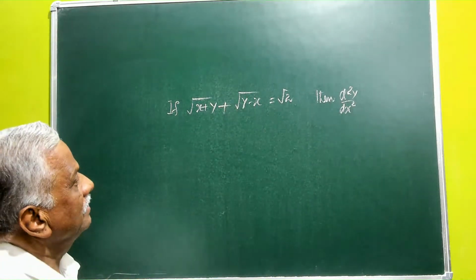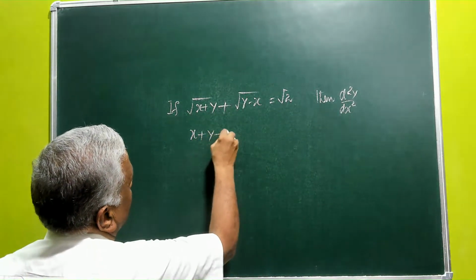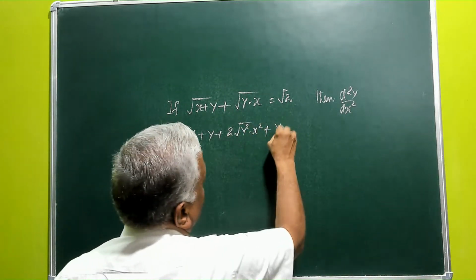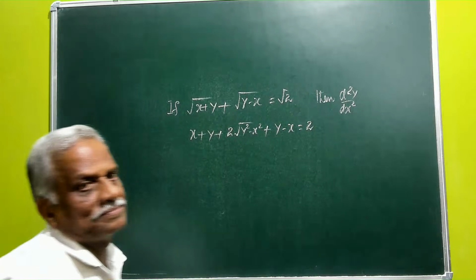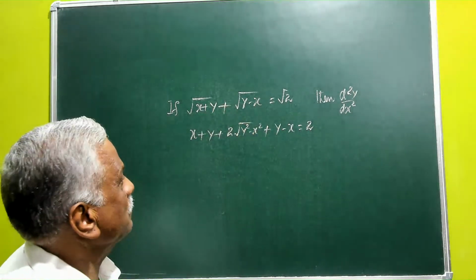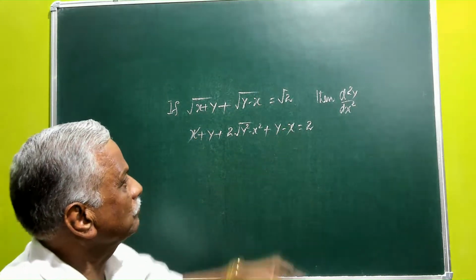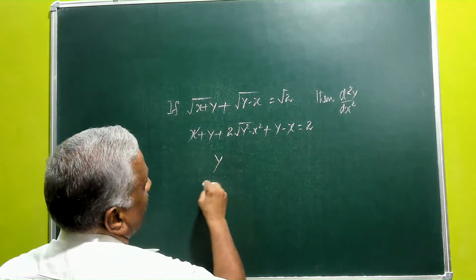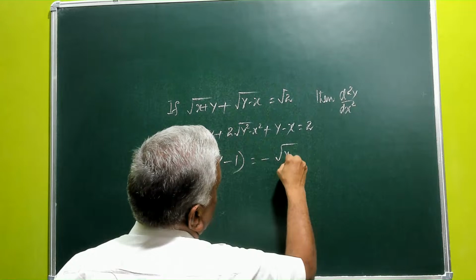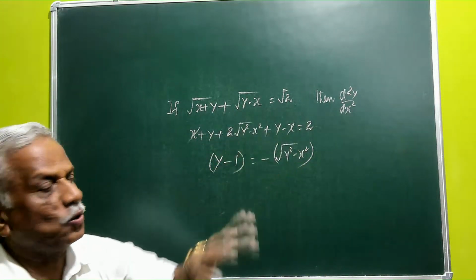Square both sides. You are using the (a plus b) whole square formula: a square plus 2ab plus b square. So x and x cancel. This is 2y, 2 is there, so you can remove that 2. So y minus 1 is equal to minus root of y square minus x square. Here all 2 will go.